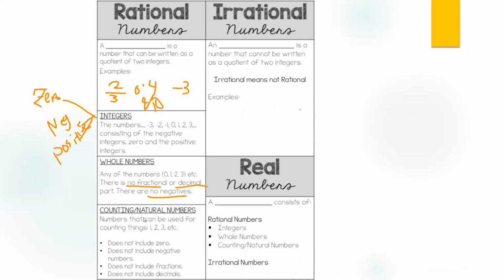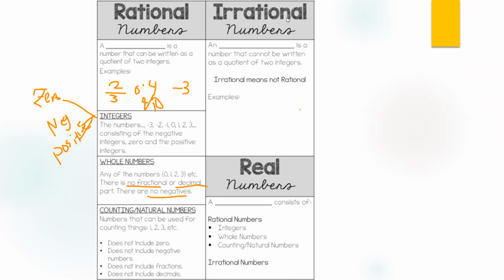And the natural numbers, we can say, are like counting numbers. Another name for them is counting numbers. You have to start counting from 1, 2, 3, and so on. These numbers don't include 0. They do not include negative numbers. There are no fractions and no decimals. This is the natural numbers. Now, let's go to the irrational.